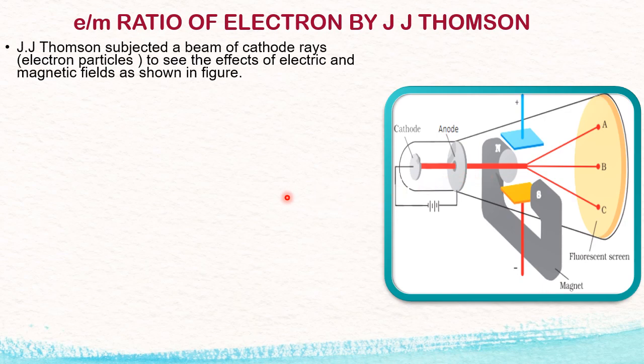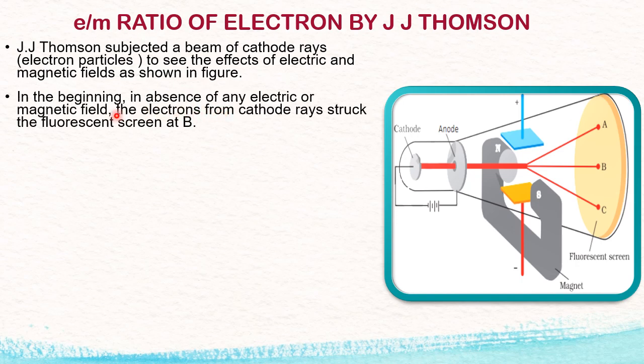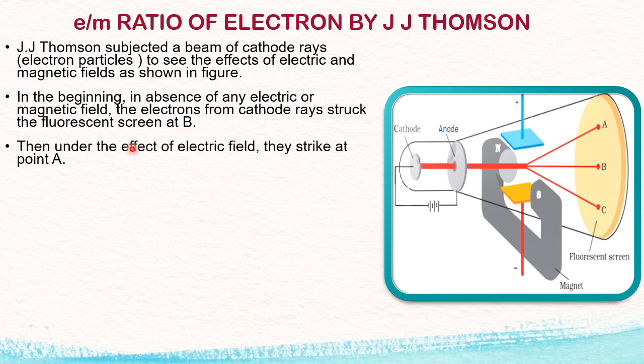J.J. Thomson subjected a beam of cathode rays to the effects of electric and magnetic fields as shown in the figure. In the beginning, in the absence of any electric or magnetic field, the electrons from cathode rays struck the fluorescent screen at B. This I also told. Then, under the effect of the electric field, they strike at point A because of the attraction. Unlike charges attract each other.